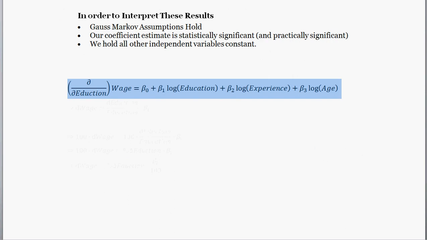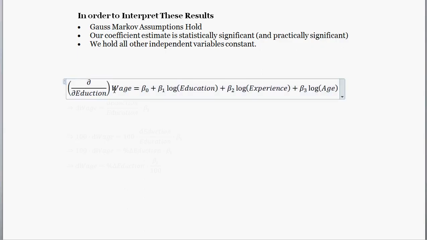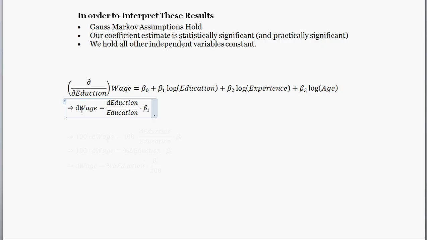To do this correctly, let's take the derivative of our model with respect to education. You can see we have the first derivative of wage with respect to education. When we take the first derivative, we get d wage, the change in wage, is equal to, remember when you take the derivative of a log, say log x, you get dx over x. So we get this term when we take the derivative of log education, and then beta 1 is in front, so it's times beta 1.